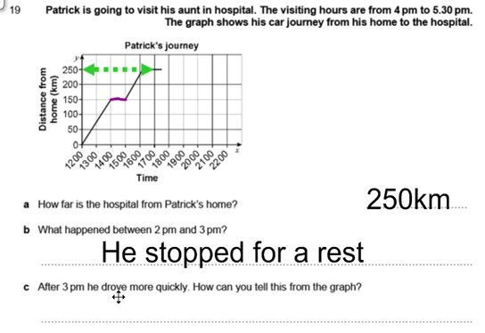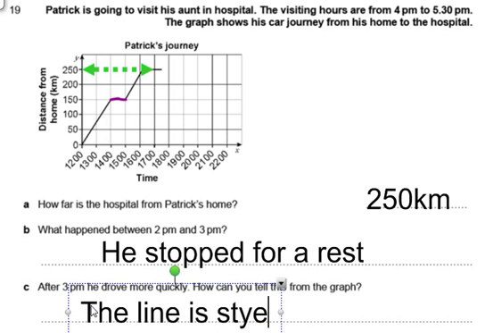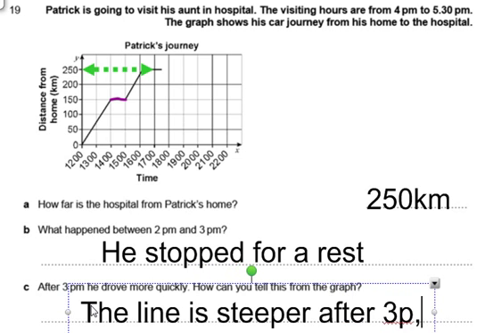So he drove more quickly. How can you tell this from the graph? So the simple answer is that the line is steeper after 3 p.m.